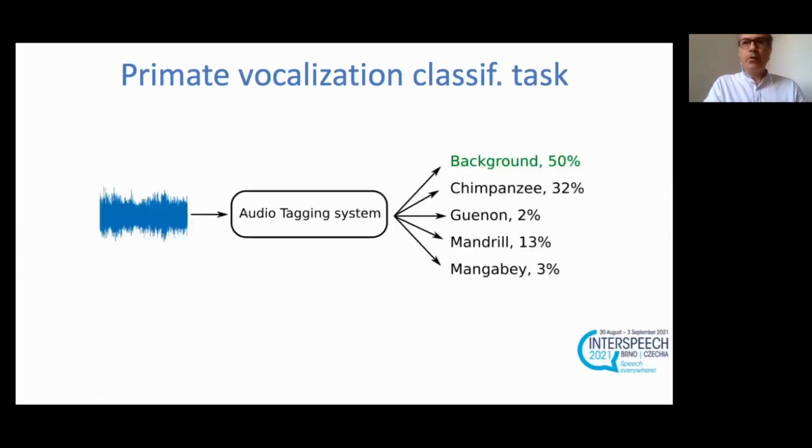So the work I'm presenting here was to design an audio tagging system which tries to discriminate between 5 classes: a background sound class, mainly comprised of forest sounds, and 4 primate vocalization types or primate species: chimpanzees, guenons, mandrills, and mangabeys. As you can see, the distribution between the 5 classes is pretty unbalanced.